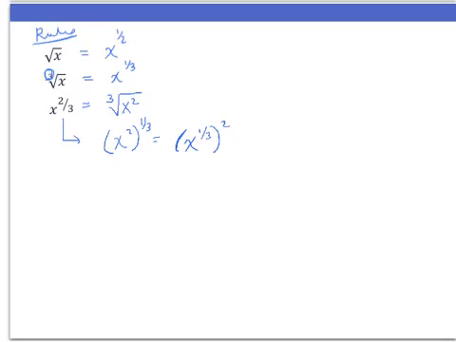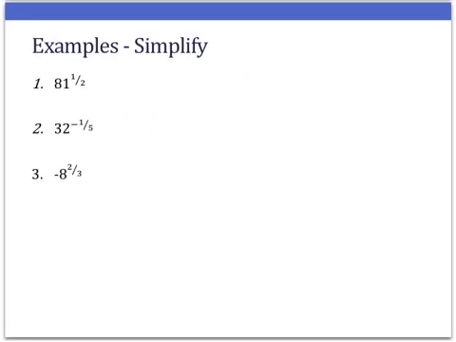So if we write it like this, we'll get this answer. But if we write it like this, you can write it an equally appropriate way. Cube root, and then square it. These are all the same. Okay, we're going to simplify these. Now, a 1/2 power means a square root. And then the square root of 81 is 9.